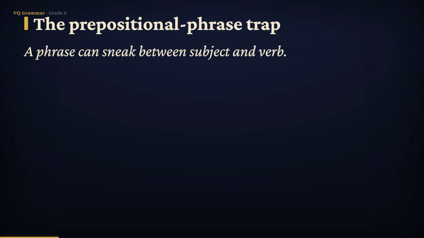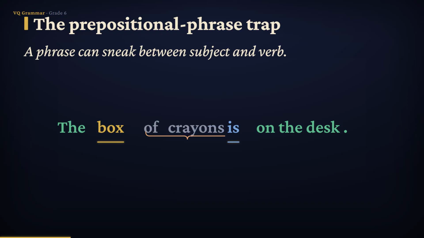Look at this sentence. The box of crayons is on the desk. What's the subject? It's box, and box is singular, so the verb is, singular, is correct. But watch out for that little phrase, of crayons, sitting between the subject and the verb. The word crayons is plural, and it's right next to the verb. So your ear wants to say, the box of crayons are. Don't fall for it. Crayons is not the subject. It's just an object hiding inside a prepositional phrase. So we ignore this phrase completely.